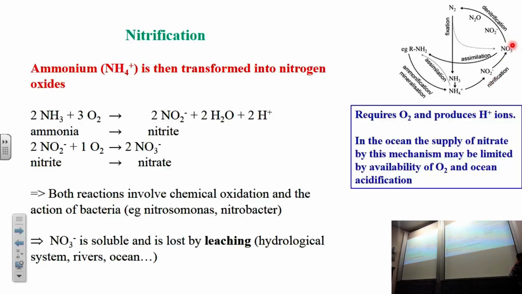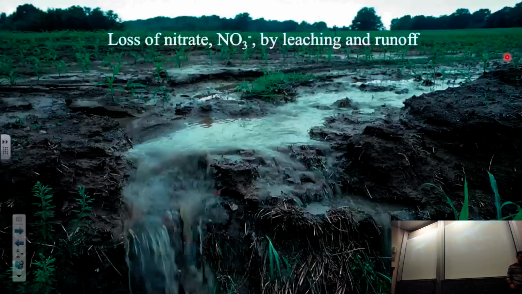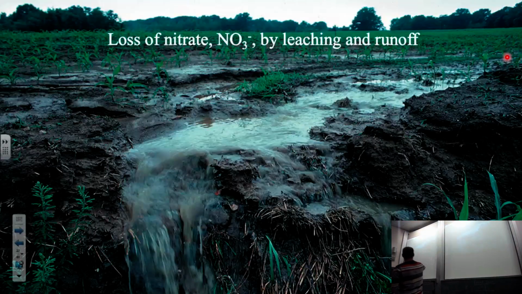The other point that should be made on this slide is that this species here, nitrate, is extremely soluble in water. It's very, very soluble. That means it can very easily be washed away from the land, which is particularly important. So I'm glad I remembered to say that. Can you guys see that? It's a picture of a field.